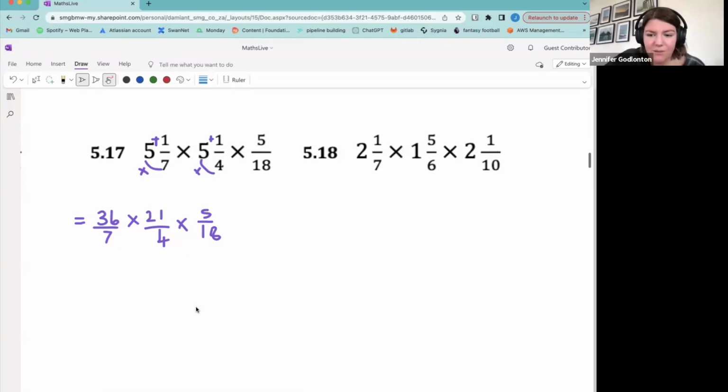Now we're in a situation where we need to start looking at cross simplification. I have a feeling we might be able to do quite a few things with cross simplification. The fun part of cross simplification is that you can use any top number with any bottom number. So, for example, I can use this 18 over here, and I can use this 36 because it's one bottom number and one top number. How many times does 18 go into 36?